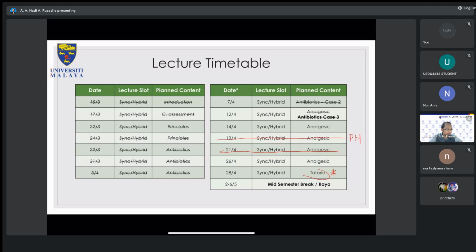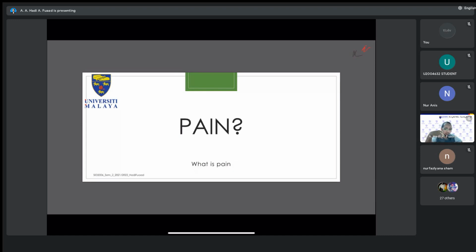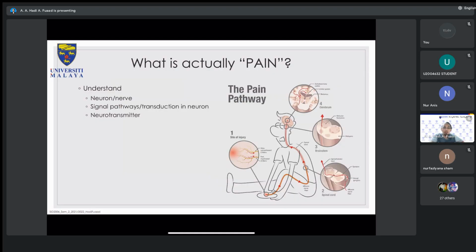We've looked at anesthetics and analgesics, the history last time, and a bit of the classification, but we stopped somewhere there. So what we're going to do today is continue on the classification. We've also looked at pain. What is pain? Basically, it's a signal transduction from the nociceptors on the skin or on the epithelial cells.